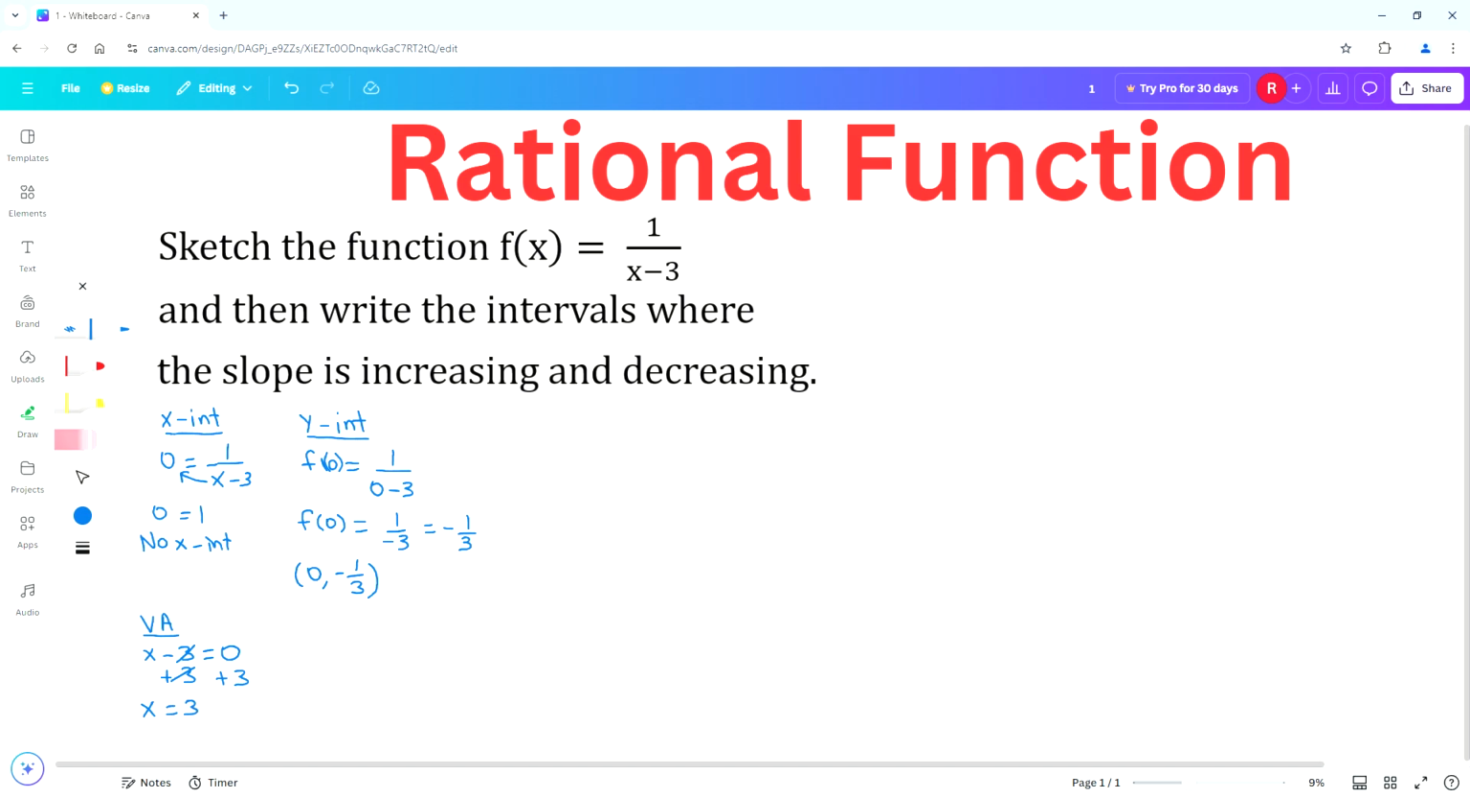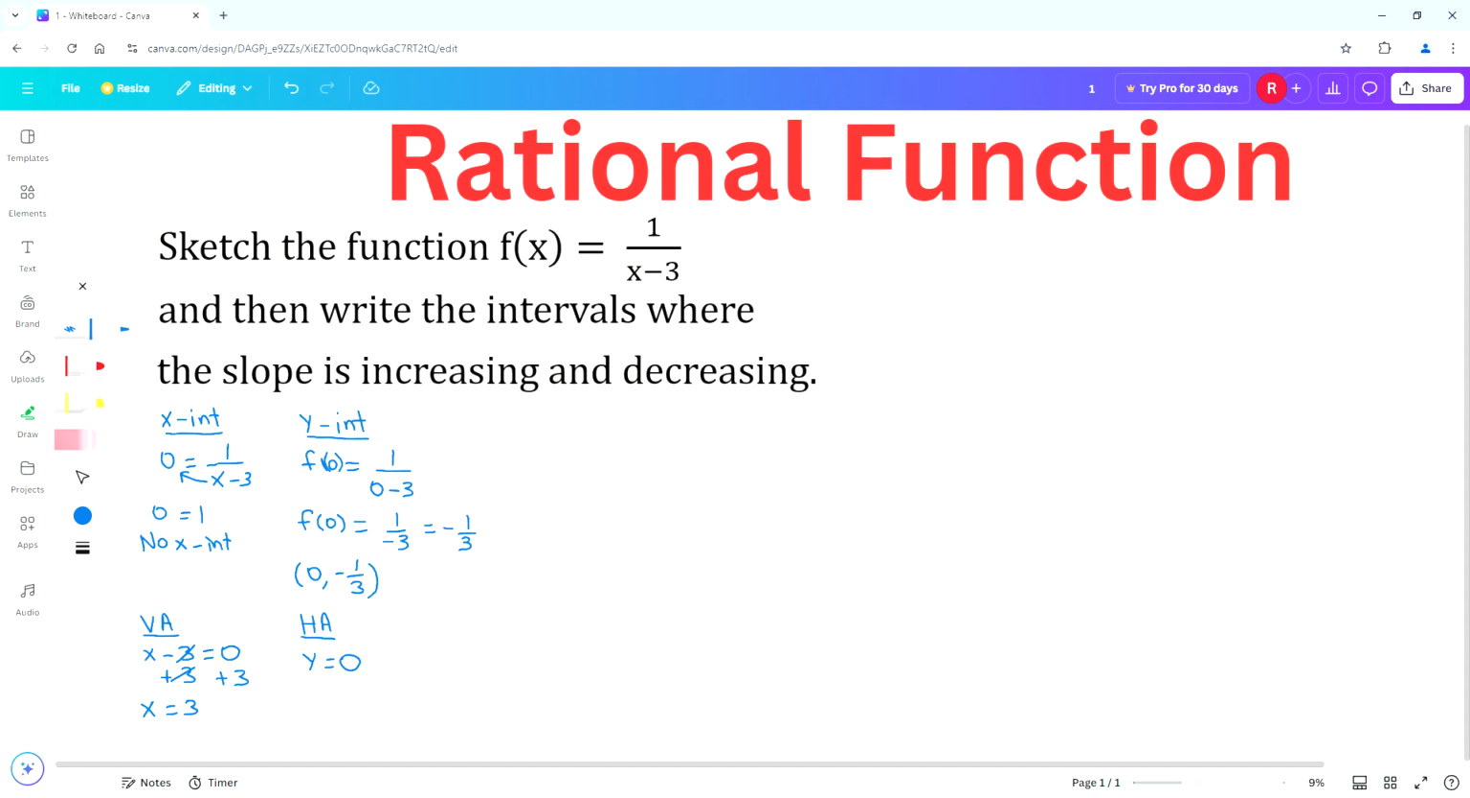Next, we can find the horizontal asymptote. The degree of the numerator expression in this function is 0 because there is no x term in the numerator. The degree of the denominator expression is 1 because there is an x term in the denominator. Since the degree of the numerator is less than the degree of the denominator, that means the horizontal asymptote for this function is at y equals 0. This is a very important concept we need to understand and memorize to solve this type of problem.